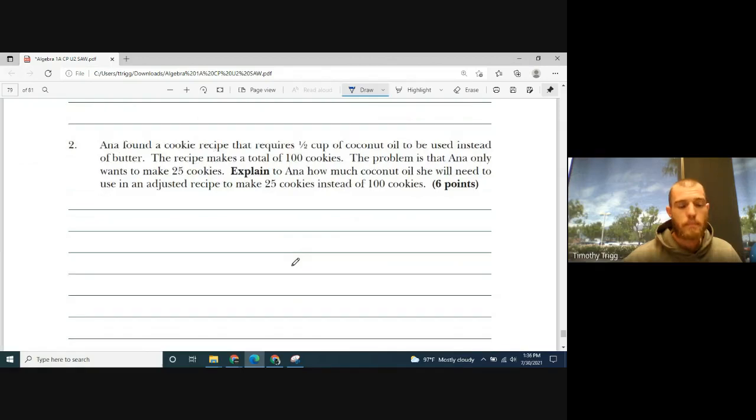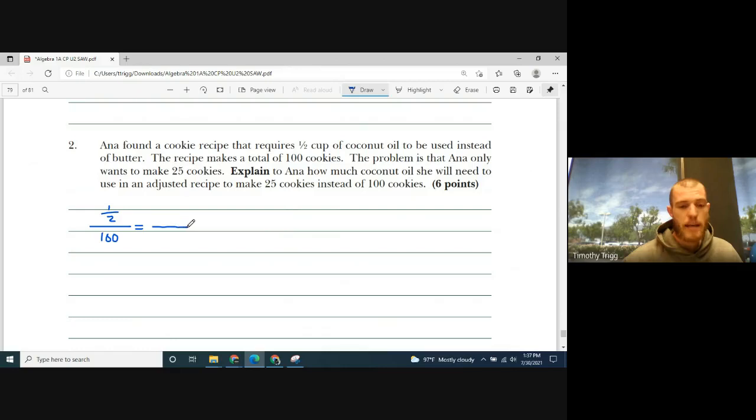Okay, question 2. Anna found a cookie recipe that requires 1/2 cup of coconut oil to be used instead of butter. The recipe makes a total of 100 cookies. The problem is that Anna only wants to make 25 cookies. Explain to Anna how much coconut oil she will need to use in an adjusted recipe to make 25 cookies instead of 100. So we're going to be similar to the last one. We're going to be using a proportion. So 1/2 of a cup makes 100 cookies.